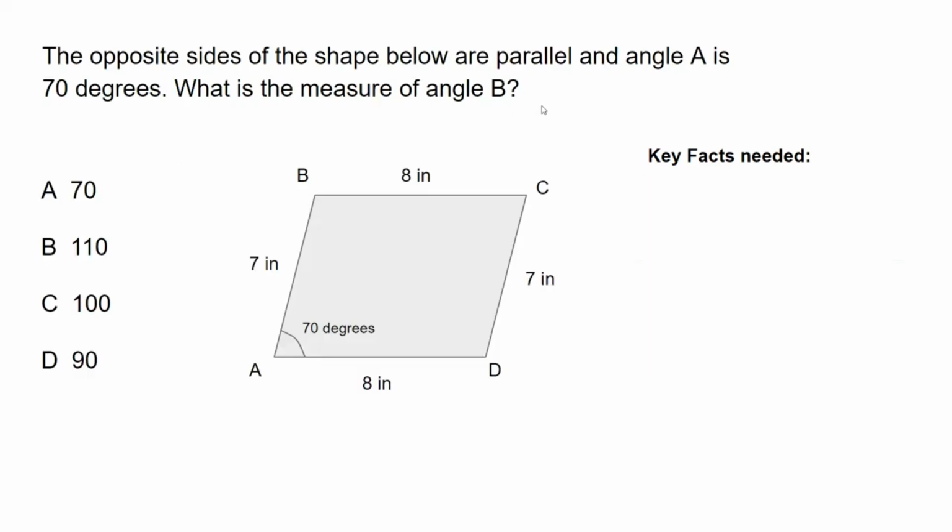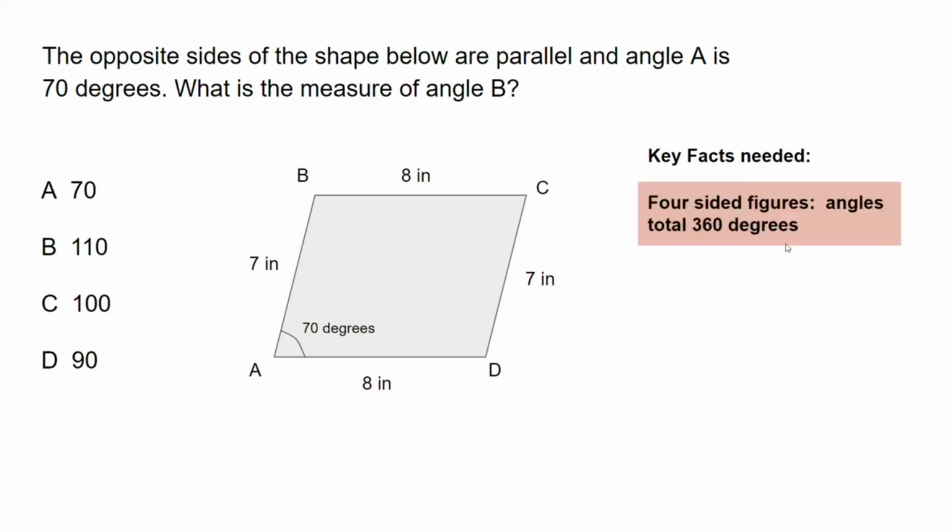Next question. The opposite sides of the shape below are parallel and angle A is 70 degrees. What is the measure of angle B? Once again, our letters are referring to the corners. The key facts that we're going to use to solve this: four-sided figures, the angles total 360 degrees. So we know that the sum of A, B, C, and D angles will be 360.